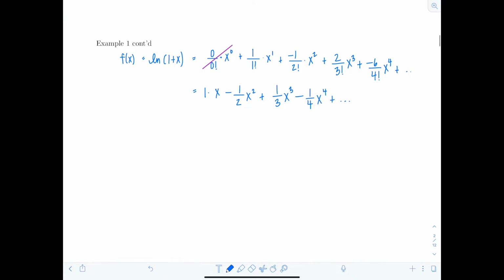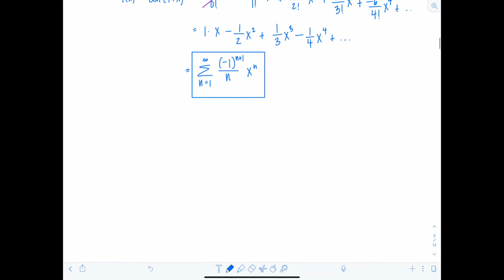So this looks like a pretty simple pattern, right? I could write this as the sum, starting at 1, going to infinity. Notice I always have n in the denominator. It's alternating, right? And I want the first term to be positive. So I'm going to have negative 1 to the n plus 1, and then x is raised to the nth power. All right, so there is our Maclaurin series.